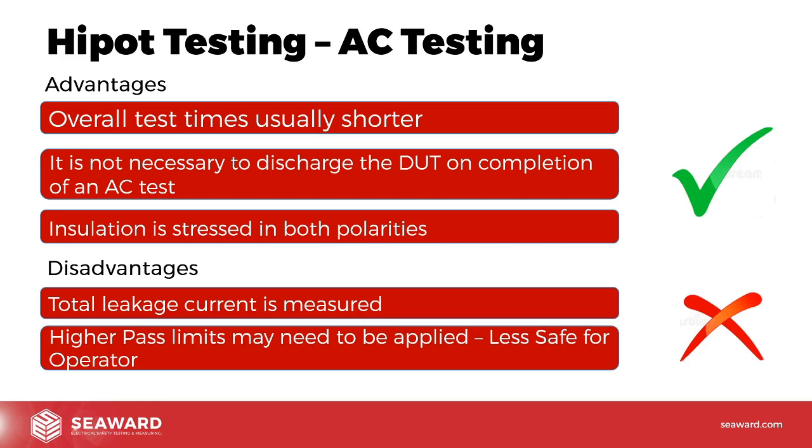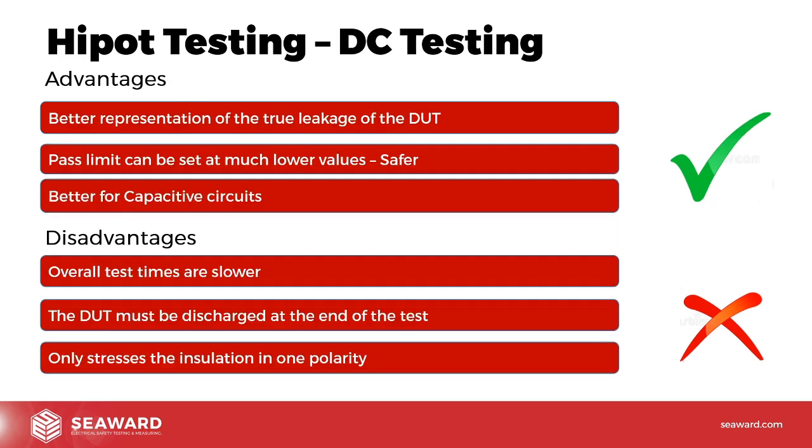From a positive point of view, with an AC test, test times are usually much shorter. There's no need to discharge the device under test once you've completed the test, and the insulation is stressed in both polarities. But as a disadvantage, you are measuring the total leakage current, so both the product of your reactive current flow and the true leakage. So you have to bear in mind that the result might be higher than you potentially expected, and therefore you may have to add higher pass limits, which ultimately could make it less safe for the operator if they were exposed to the test voltage.